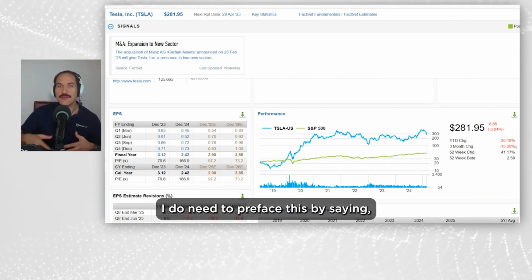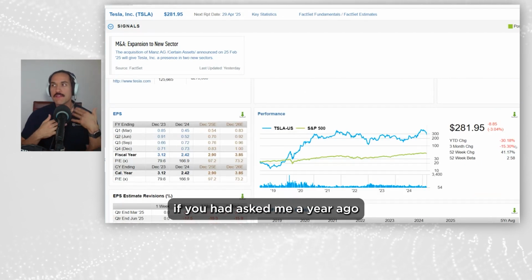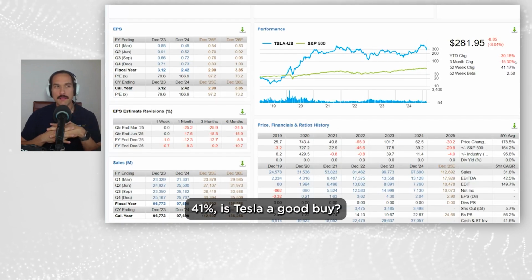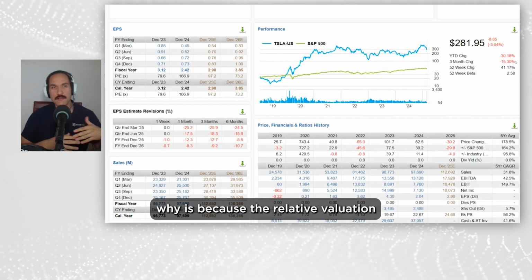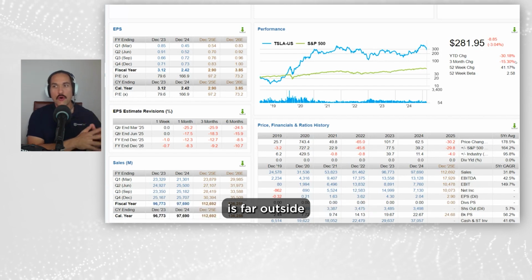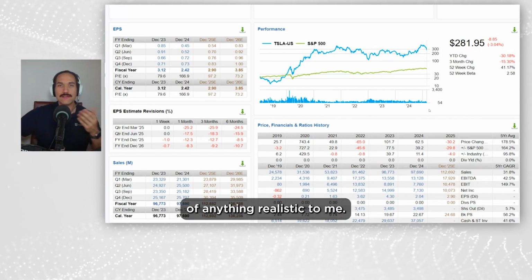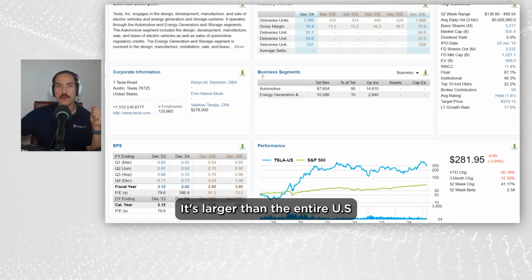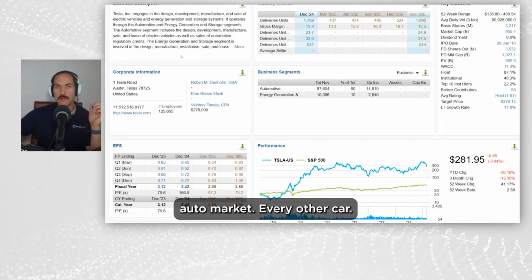And I do need to preface this by saying, if you had asked me a year ago, before it had gone up 41%, is Tesla a good buy? I would have said no. And the reason why is because the relative valuation is far outside of anything realistic to me. Think about this. Tesla's a $1 trillion company. It's larger than the entire US auto market, every other car.